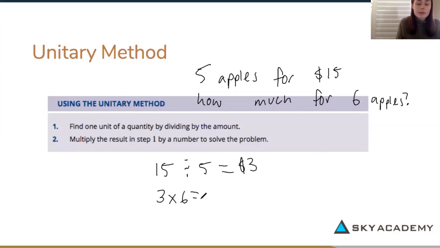So I know that if I had 5 apples for $15, I divide 15 by 5 to find out how much 1 apple would cost, and then I times that amount by 6 to figure out how much 6 apples would cost. So that's the unitary method. Essentially, all it is is finding out how much 1 of something costs and then multiplying that to figure out how much 20 or 15 or whatever the number is you need to find. Let's have a look at some examples.